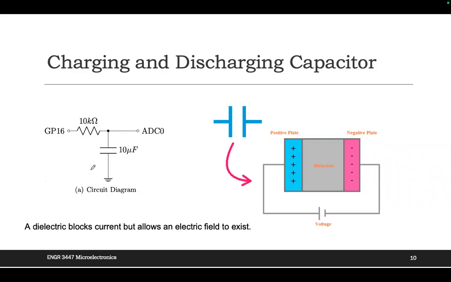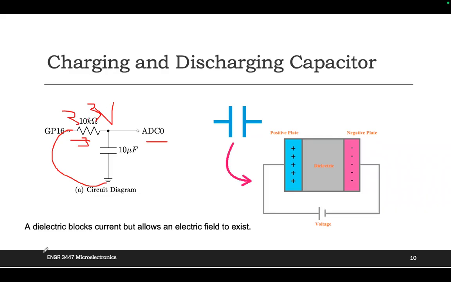Let me talk about charging one more time. This is charging. If GP16 is an output and I set it to 1, it is 3.3 volts, am I right? And it will have a current go here, and actually it will form a circuit. Because this one and this one are just measurement points. ADC is just a measurement point, am I right?